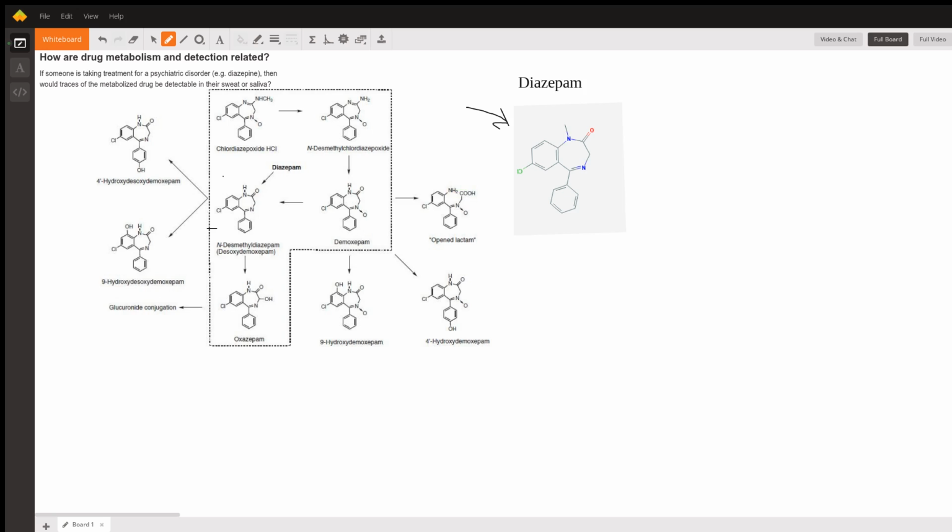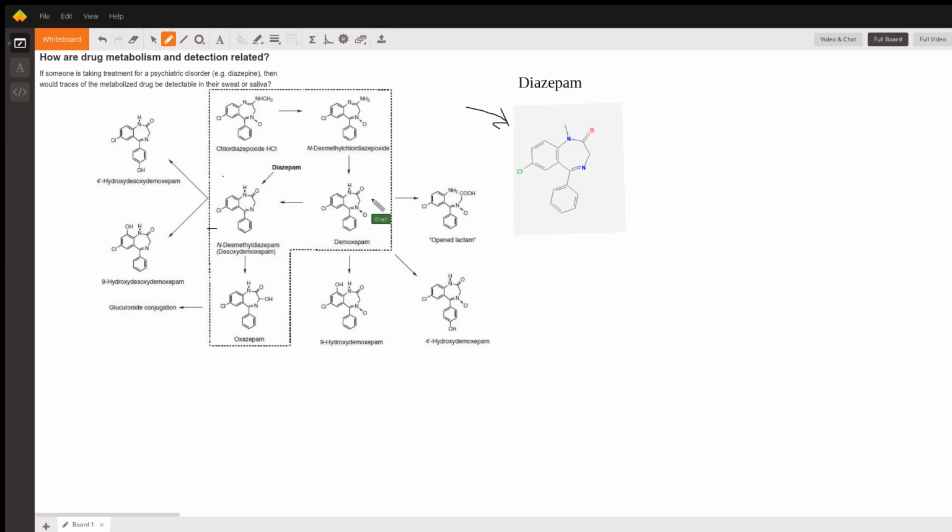When we look at these metabolites, one thing worth noting is that when you look at diazepam, at first glance you would probably say that it's pretty lipophilic. It doesn't look too water soluble, and you don't see a lot of polar groups. Diazepam is indeed not particularly water soluble. It's lipophilic.